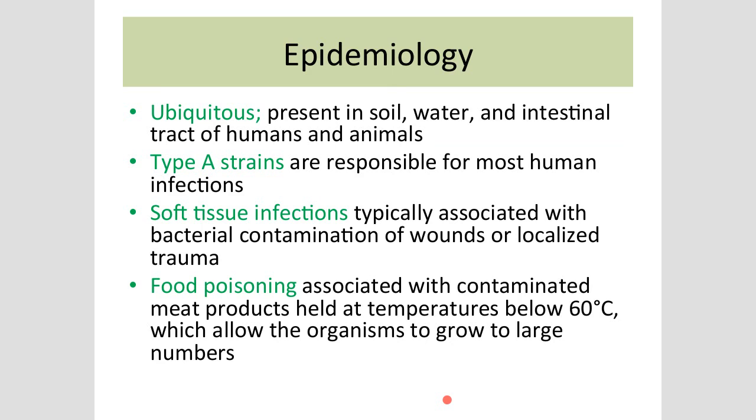Type A strains are responsible for most human infection. Soft tissue infection is very common if you look at the wounds. Food poisoning is very common in this country, where the meat products are held below a temperature of 60 degrees C, and this will allow the organism to grow to large numbers. So food poisoning by Clostridium perfringens, especially in hotels and restaurants, they're usually checked by the FDA, but you have to be careful.